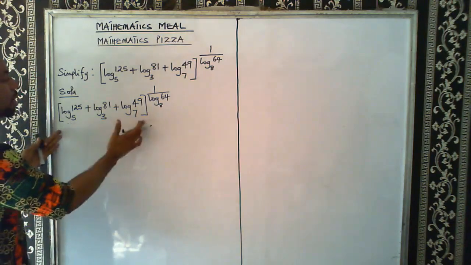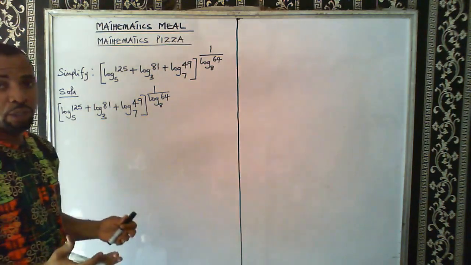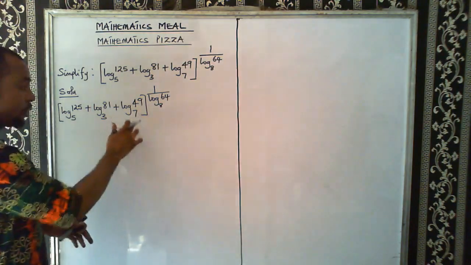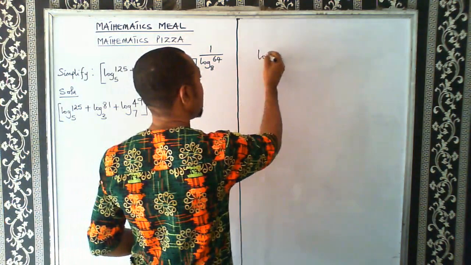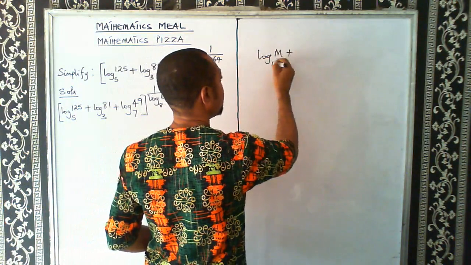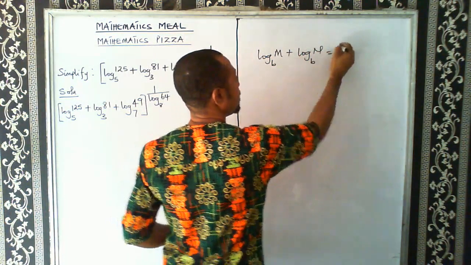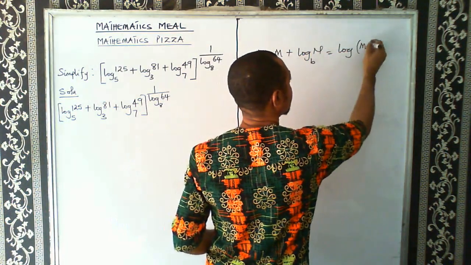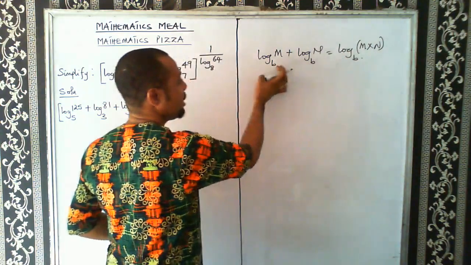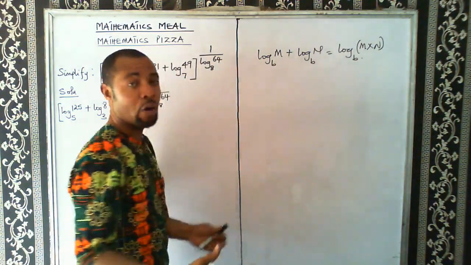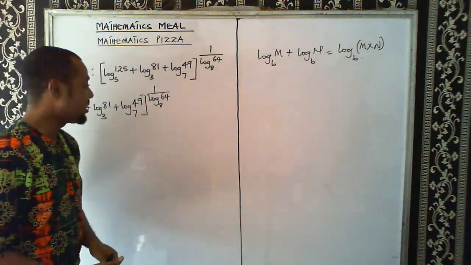Now we would have used the first law of logarithm to combine all this under a common log, but they don't have the same base. Because that first law, which is log m in base b plus log n in base b, is log m times n in base b. So this can only be applied if the two logarithms are of the same base. But in this case, this is base 5, base 3, and base 7.